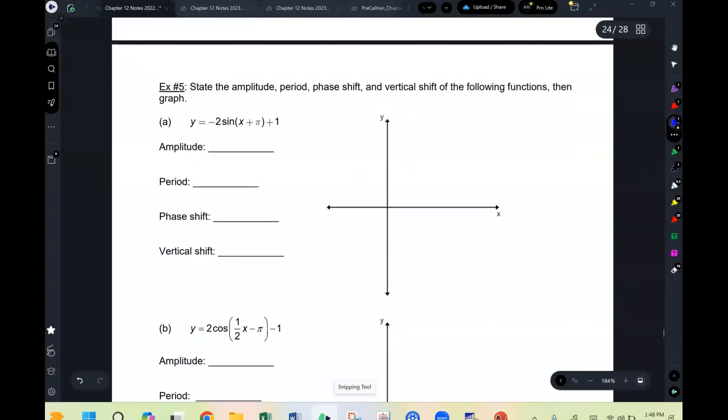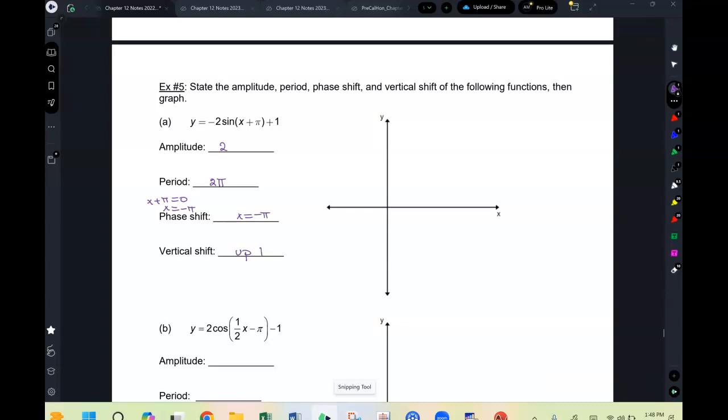Okay, let's put it all together. This is like the mother load of them all, right? This contains everything. Okay, so what is the amplitude here? 2. Just 2. What is the period? 2 pi. Okay, so for the phase shift, we're going to do x plus pi equals 0. So x equals negative pi. And there is a vertical shift upwards 1.